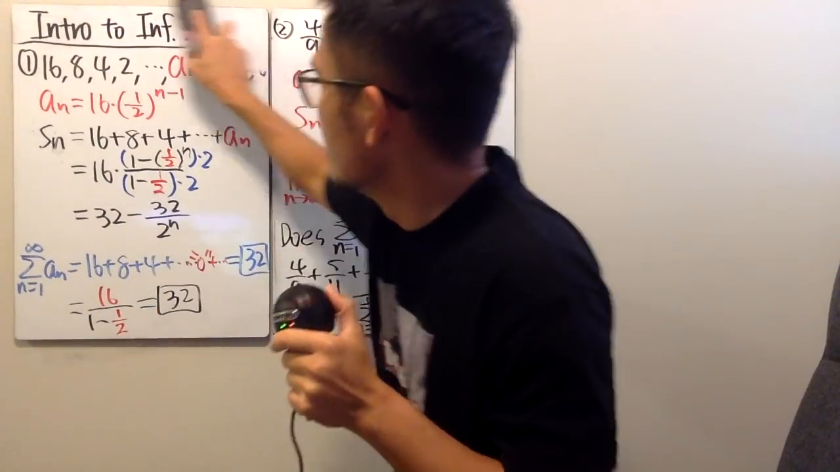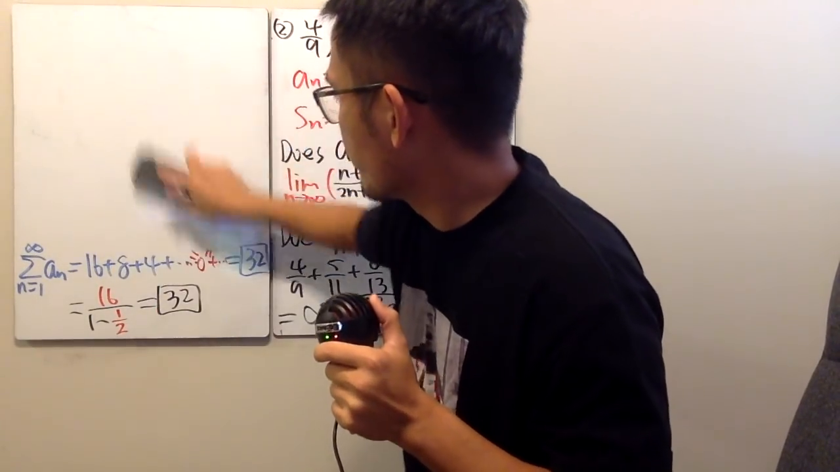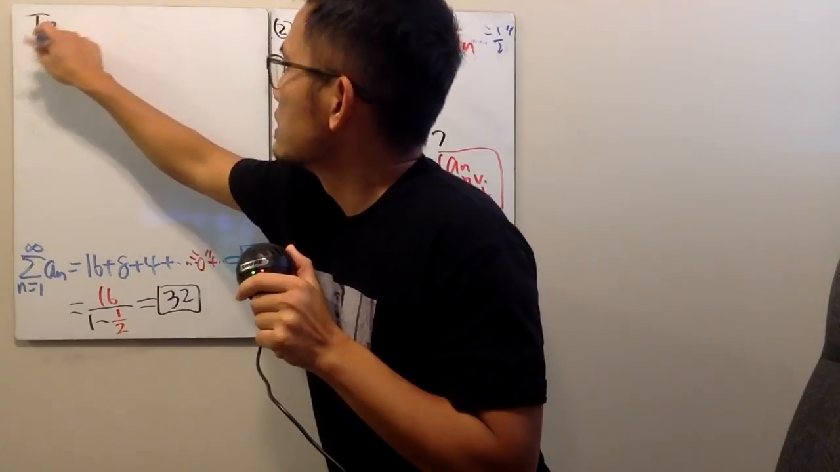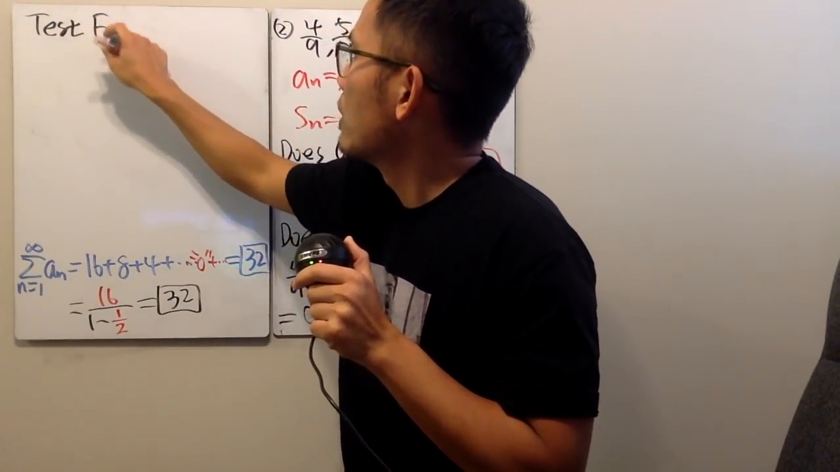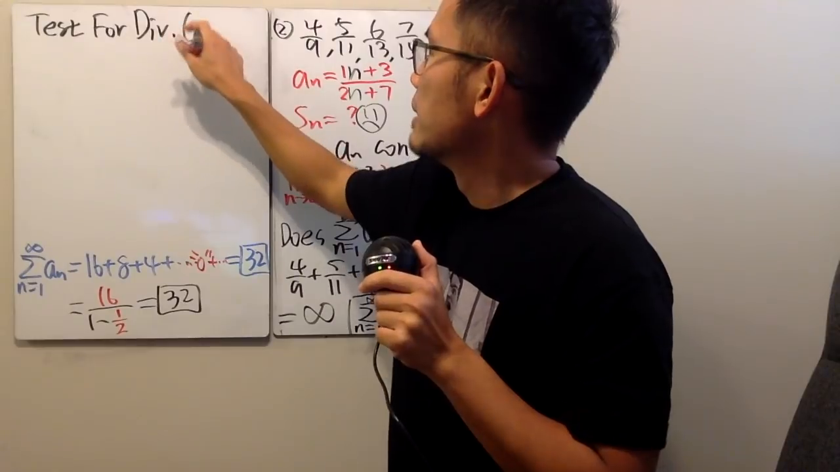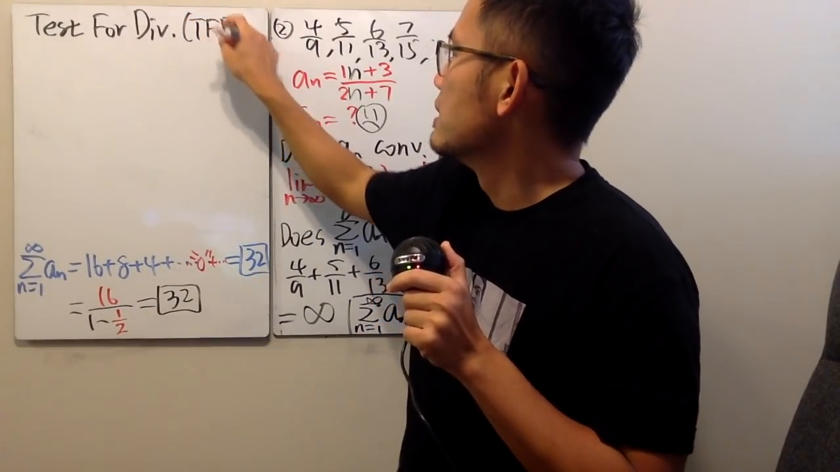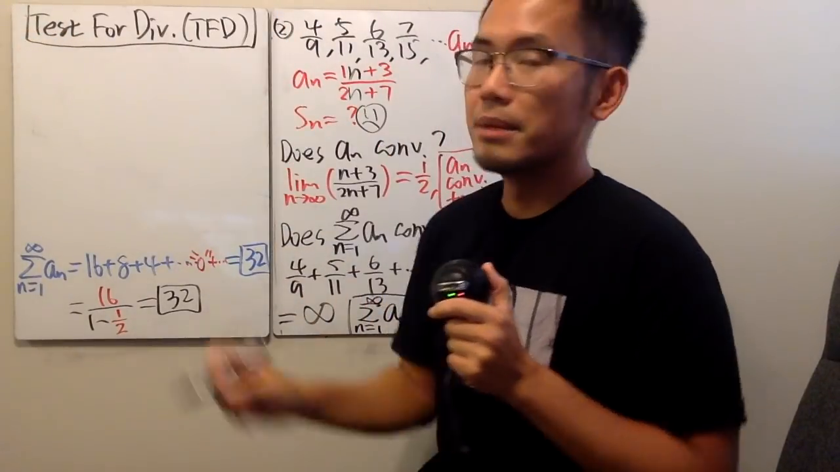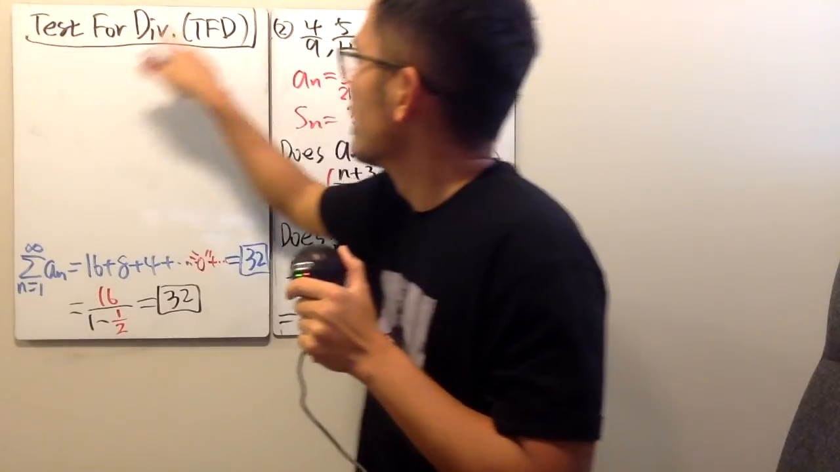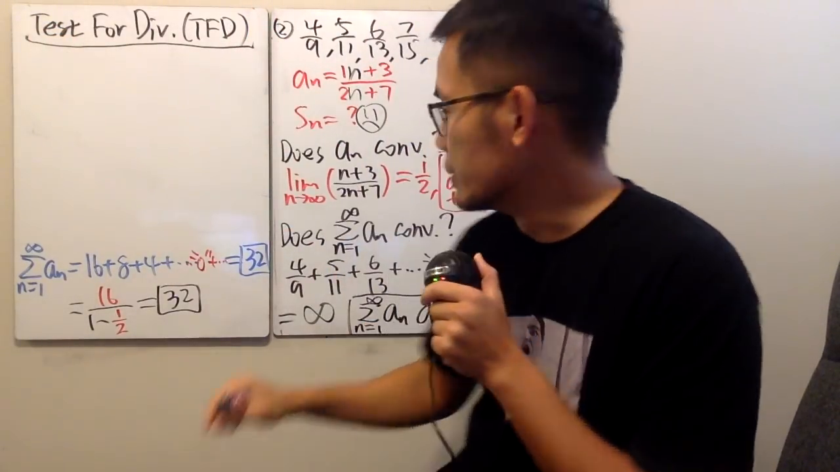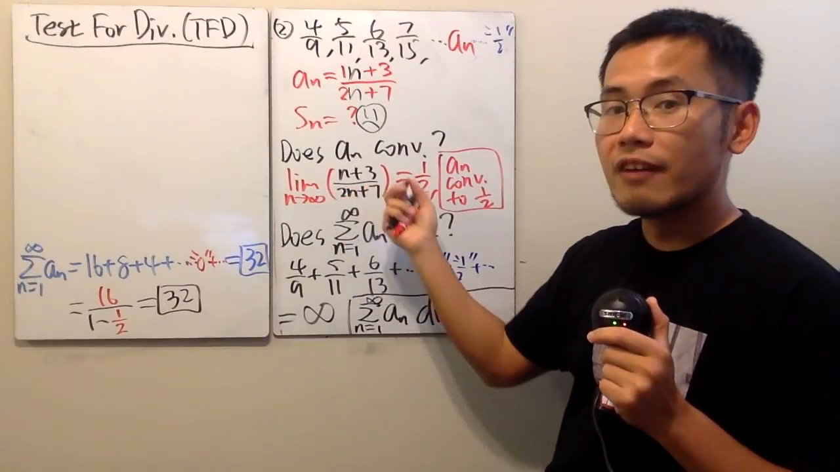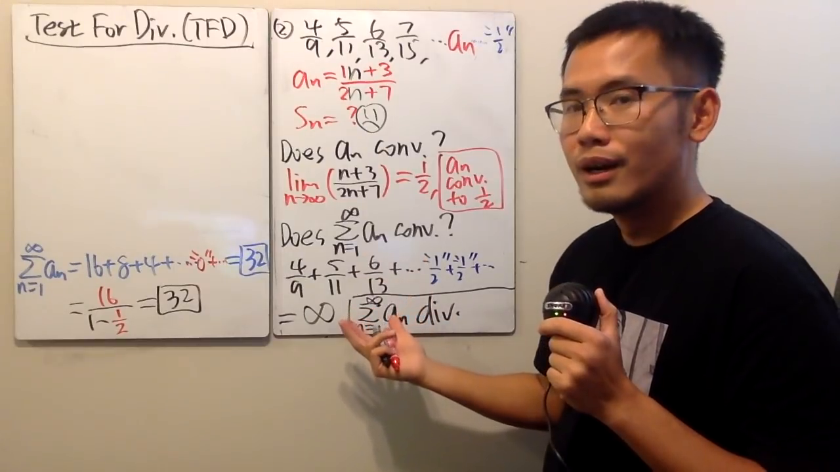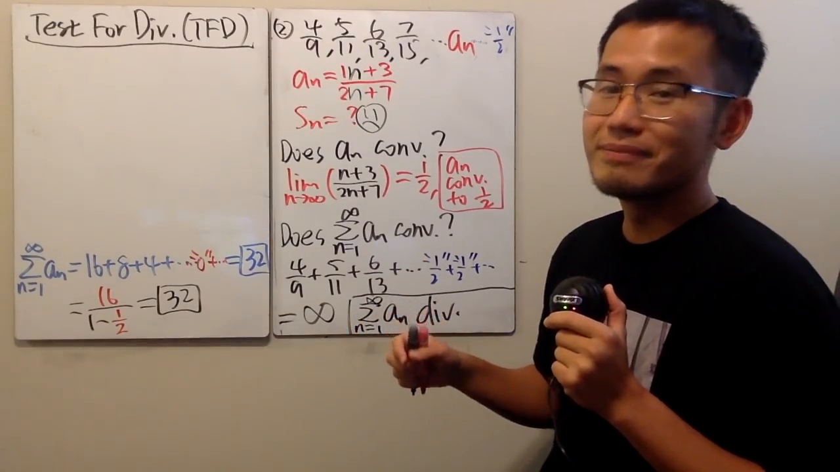So here is the deal. Let me write this down for you guys. This is called the test for divergence, and the abbreviation is just TFD. That sounds kind of cool, huh? So now, here is what the statement says, right? Whenever you see that your an is converging to a finite number that's not 0, you can say the series of an diverges. That's pretty much it.